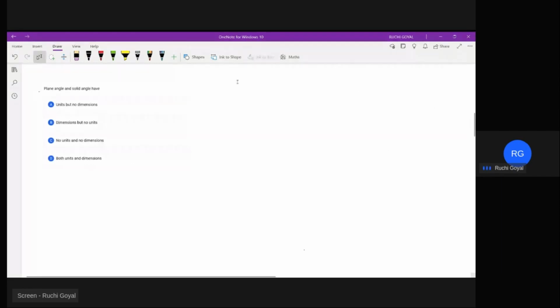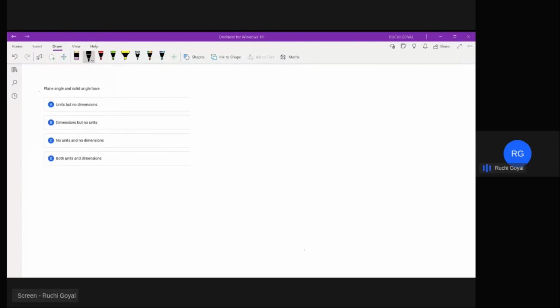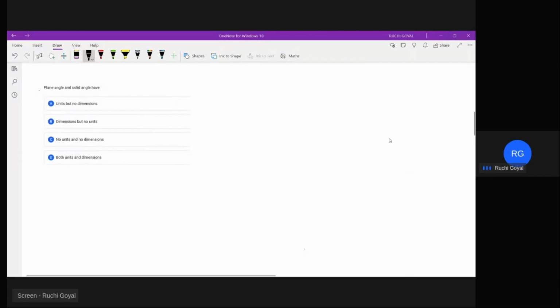Next question is, plane angle and solid angle have units but no dimensions, dimensions but no units, no units and no dimensions, both units and dimensions. So in this question, what is asked? It is being asked that you have to find units and dimensions of plane angle as well as solid angle. Okay, so you can find both. Firstly, we will find about plane angle.